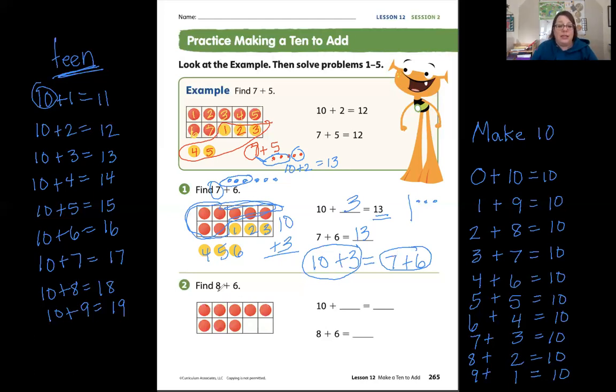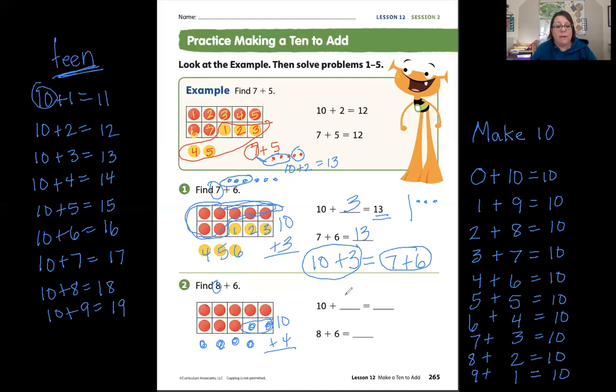Find 8 plus 6. So here's 8. 8's my greater number, so we're filling that in first, right? Plus 6 more: 1, 2, 3, 4, 5, 6. So I have 2 out of the 6 plus that 8 makes my 10. How many do I have on the bottom? 4.